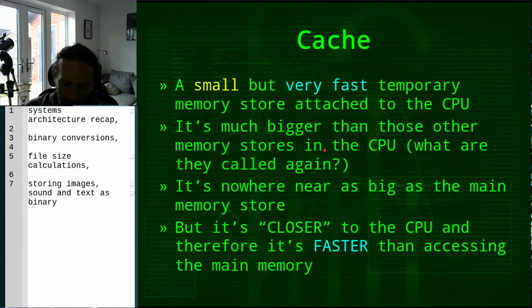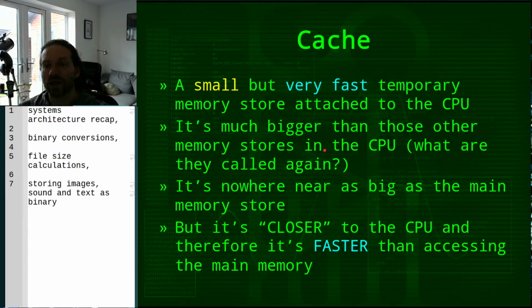We're going to talk about cache. Cache is a form of memory. The cache is actually located on the CPU, so it's part of the CPU. The main memory store is not part of the CPU, that is your RAM.